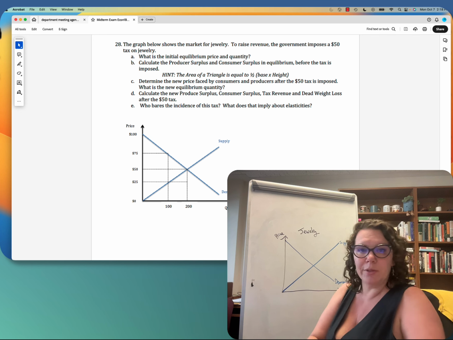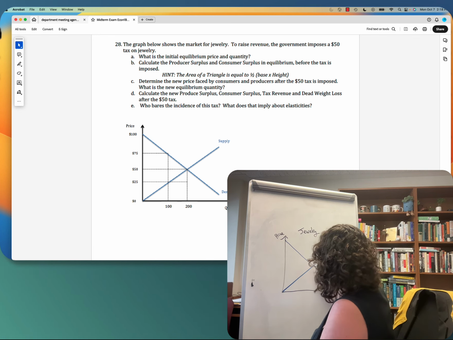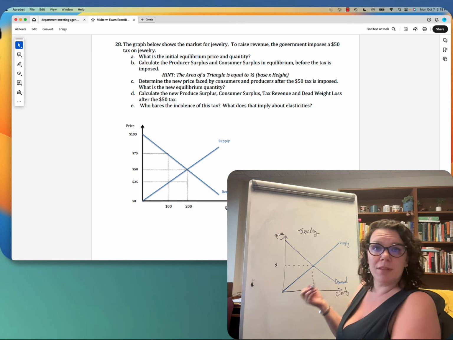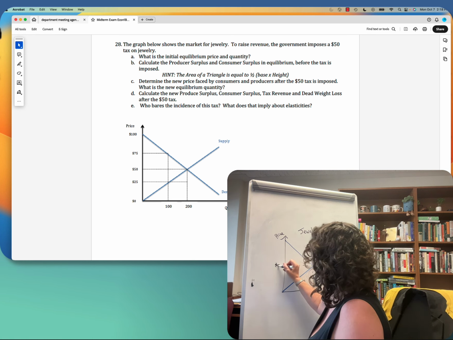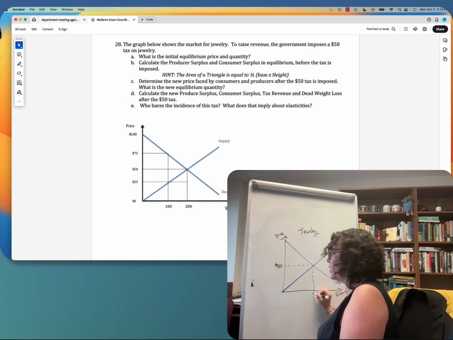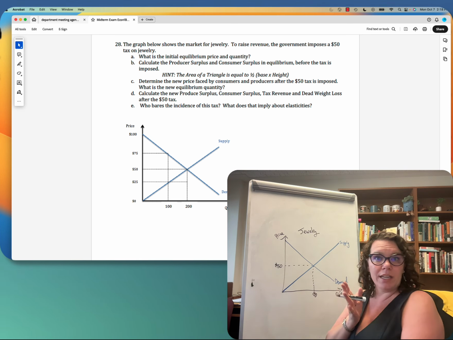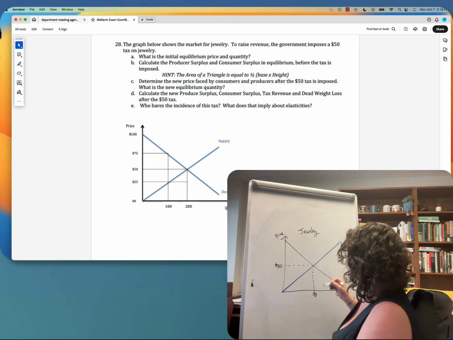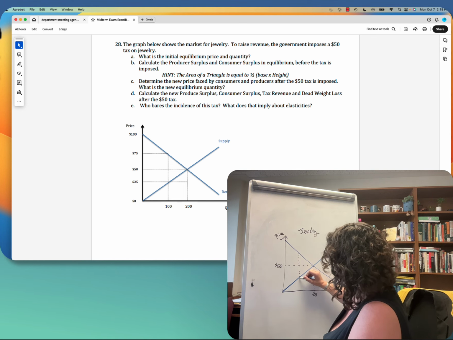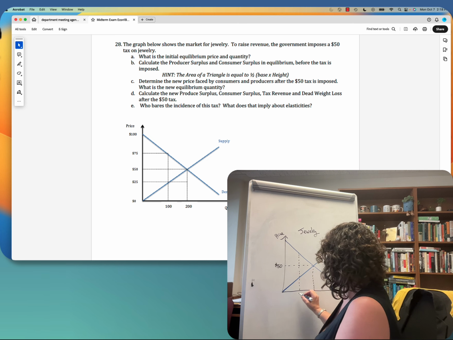And then again, there were two versions of this exam, and so the numbers will be slightly different depending on which version you had. The prices were the same, but the quantities were different. So everyone had an equilibrium price of 500, and then there were two versions. There was an equilibrium quantity of 100 and an equilibrium quantity of 200 that you see there on the exam over there. And so that was the big difference between the two versions.